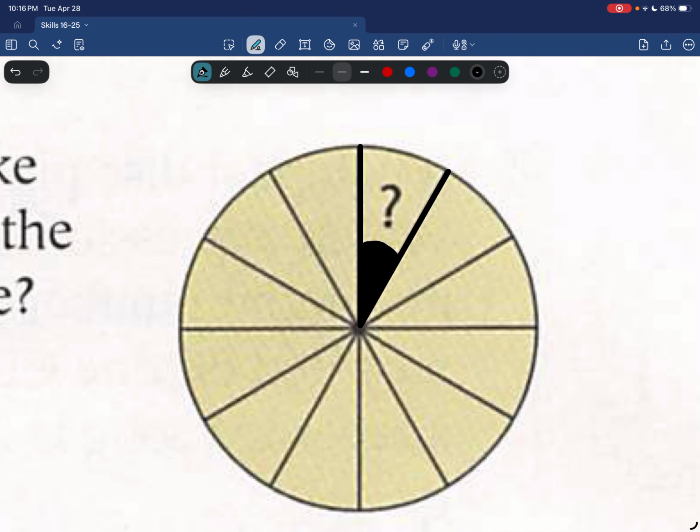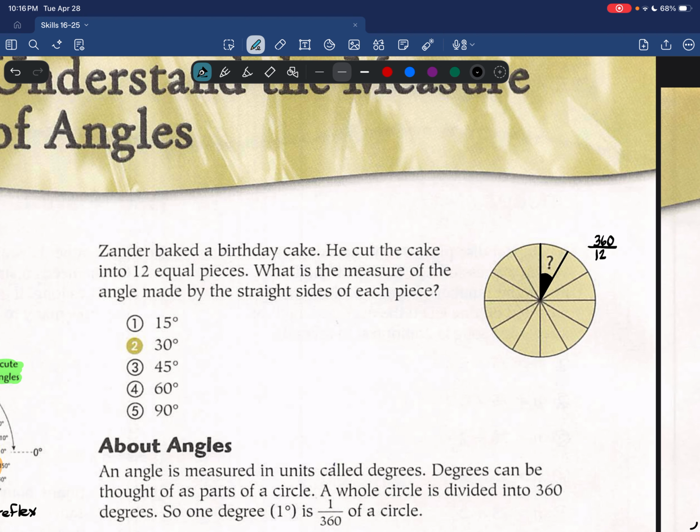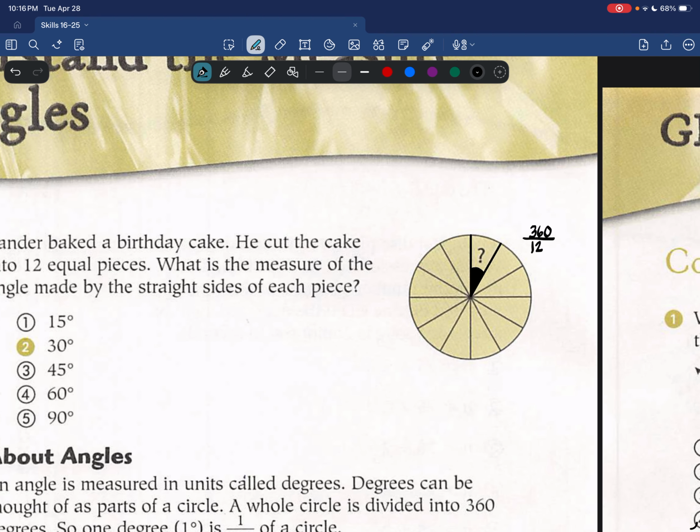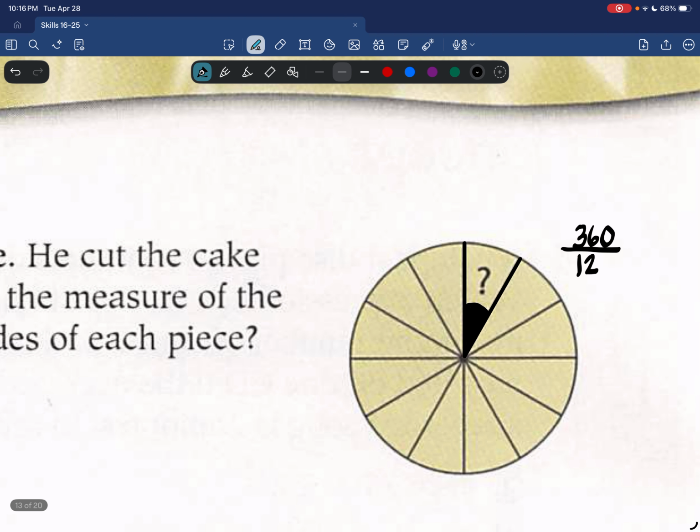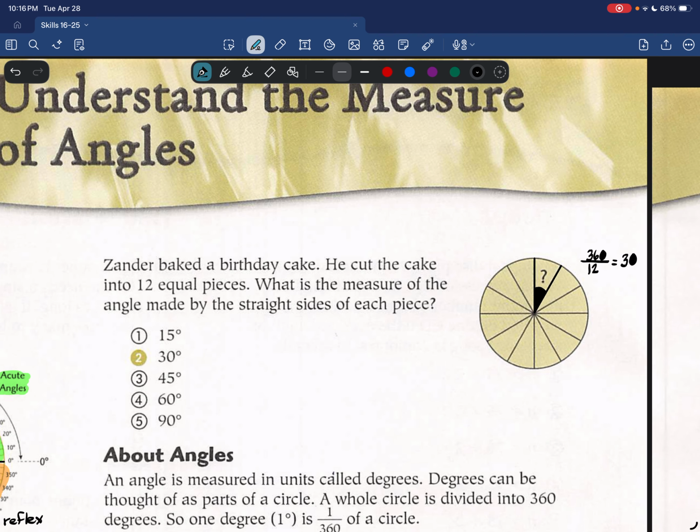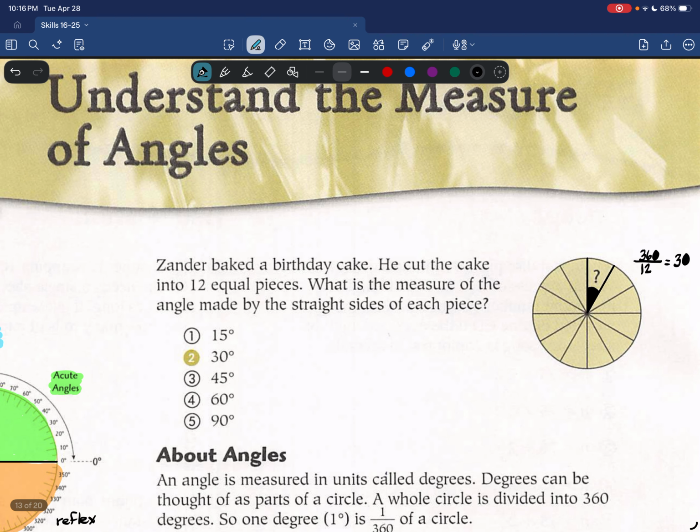So to figure that out, I'm going to take the whole 360 and I'm going to divide it by 12, because it tells me that he cut the cake into 12 equal pieces. So I will bring this 0 over, and 12 into 36 goes 3 times. And I'm not sure, yes, 30 degrees. I thought it was 15 I had marked, but the answer is 30 degrees.